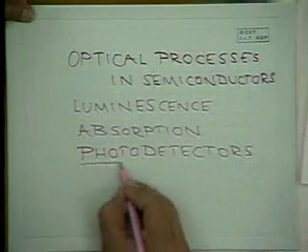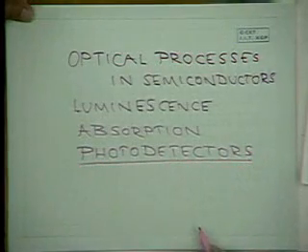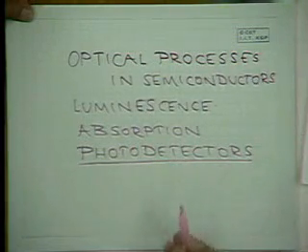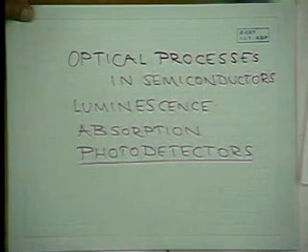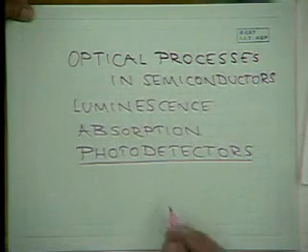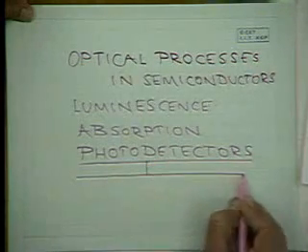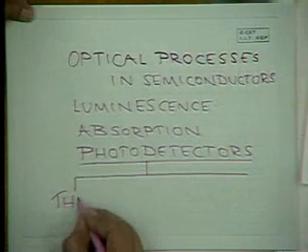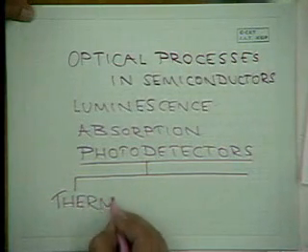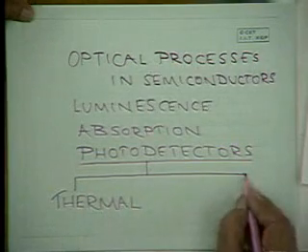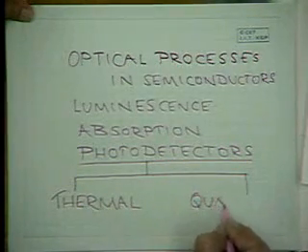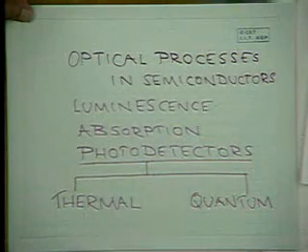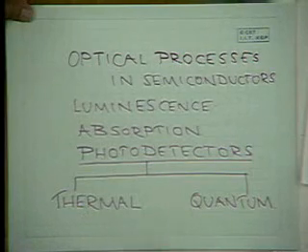This is a major field of study in optoelectronics. How to make detectors which are wideband, which are fast, highly sensitive, and also operate at room temperature. So photodetectors can be classified into two broad categories as thermal detectors and quantum detectors. I'll discuss both of these classes in detail.